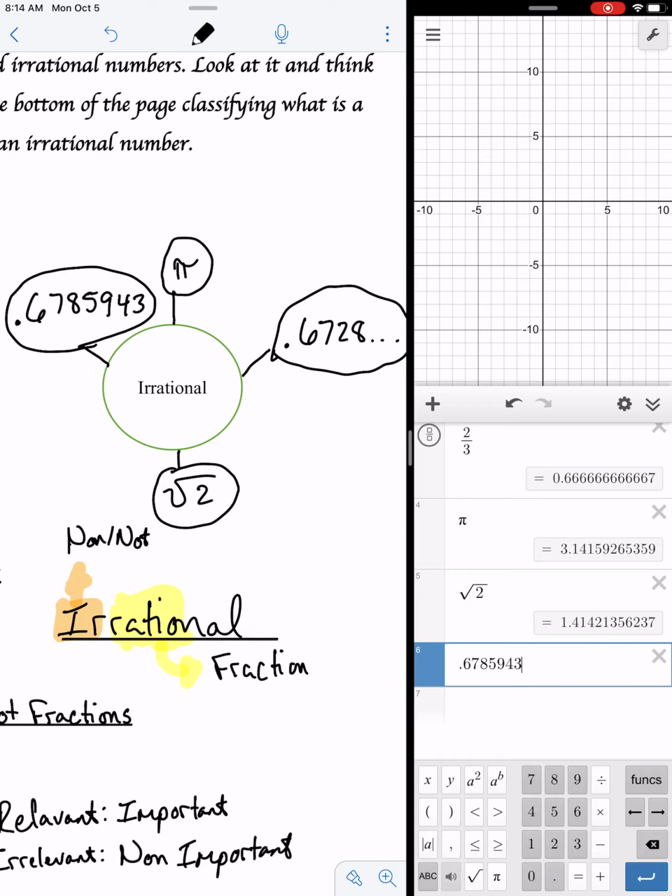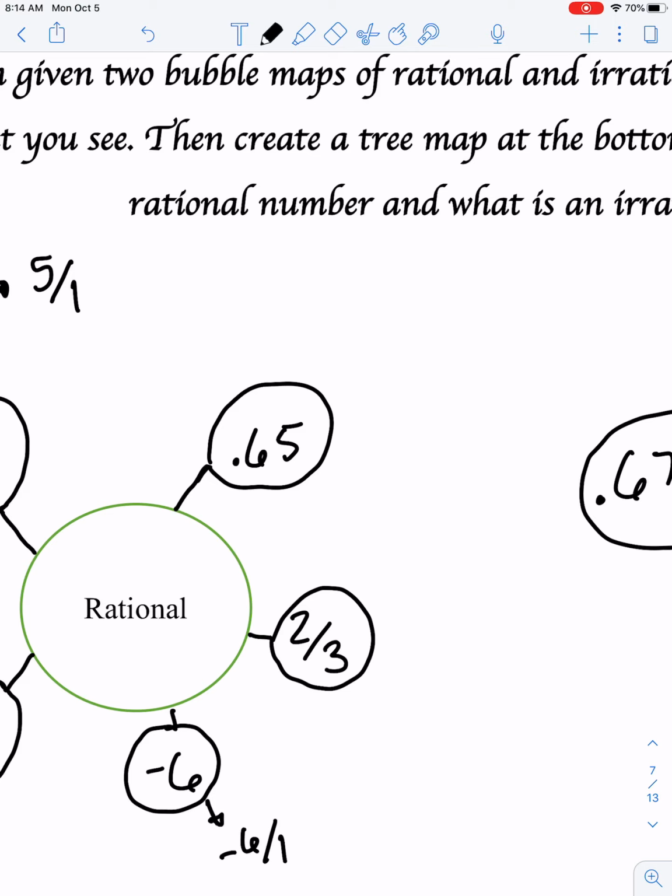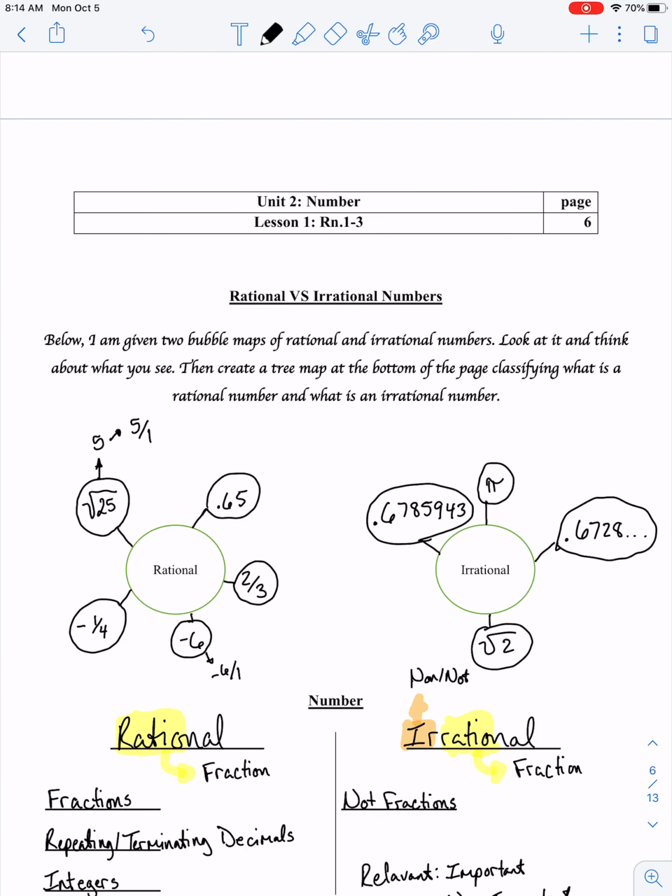So that's how I'm going to be able to identify rational versus irrational numbers. Again, will Desmos turn it into a fraction? If it won't, then it's irrational. If it will turn it into a fraction, then we have rational numbers.